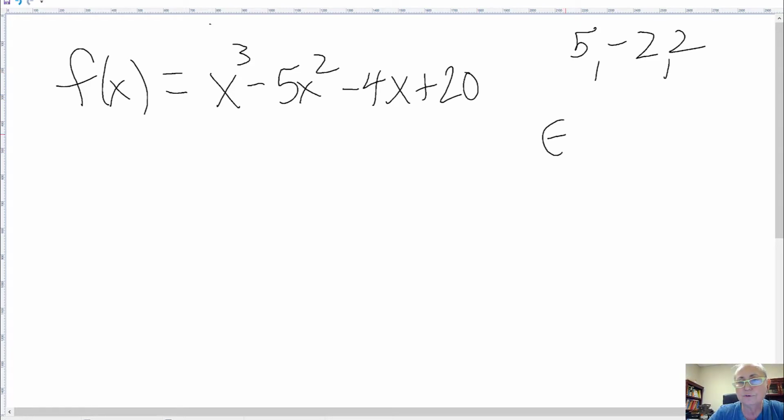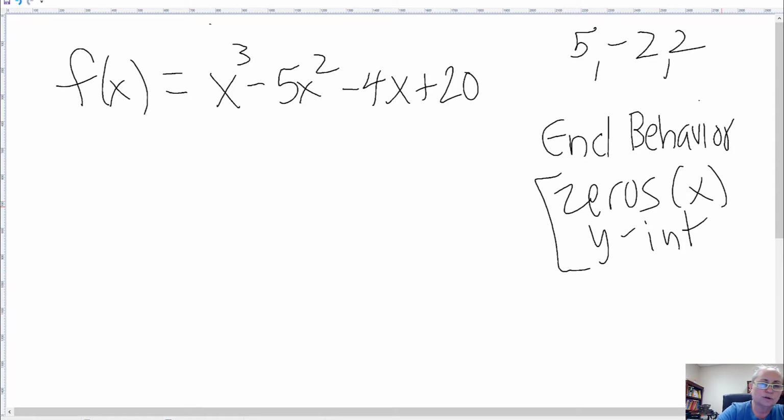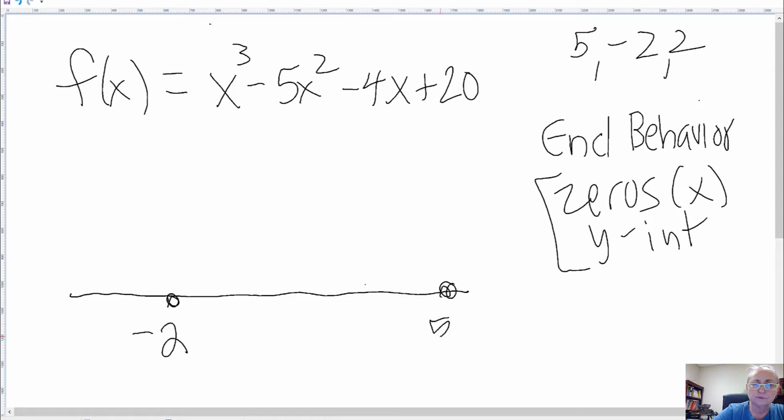And remember how we graph these. We do end behavior and intercepts. Well, zeros and the y-intercept. And remember that the zeros are the x-intercepts. So both of these are intercepts. So we draw our number line. We put the smallest one on the left, the largest one on the right, and then of course 2 is right there in the middle. And so that would put my y-axis right here.